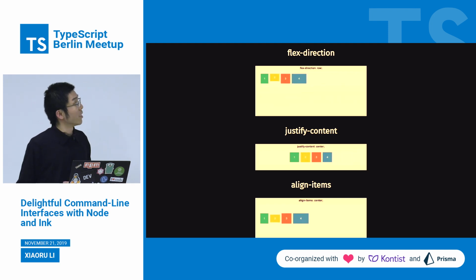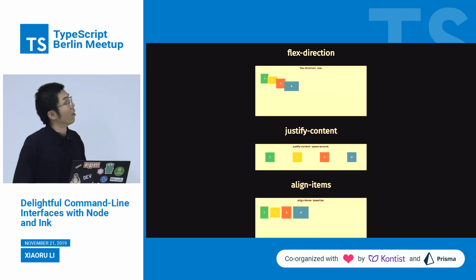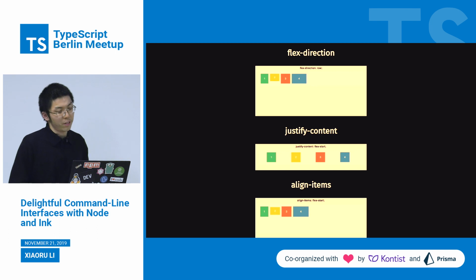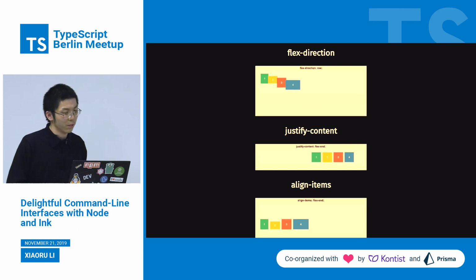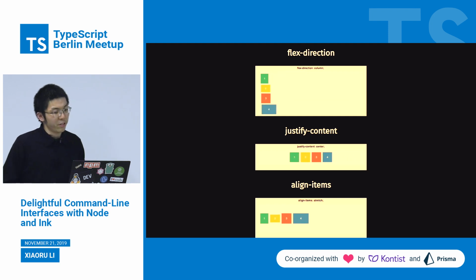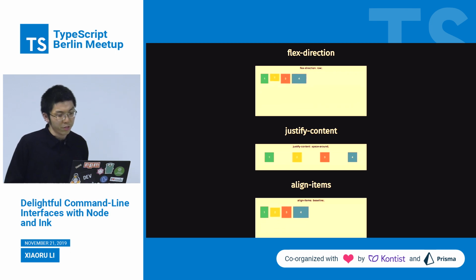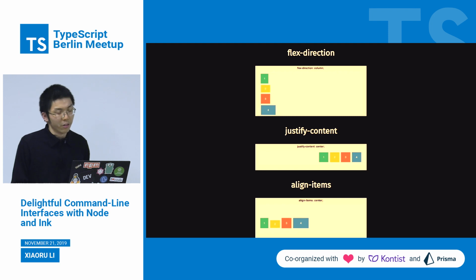These are the most used Flexbox properties out there. The flex direction specifies whether it's flowing horizontally or vertically, justify content defines how your components are structured along the main axis, and align items the other axis.